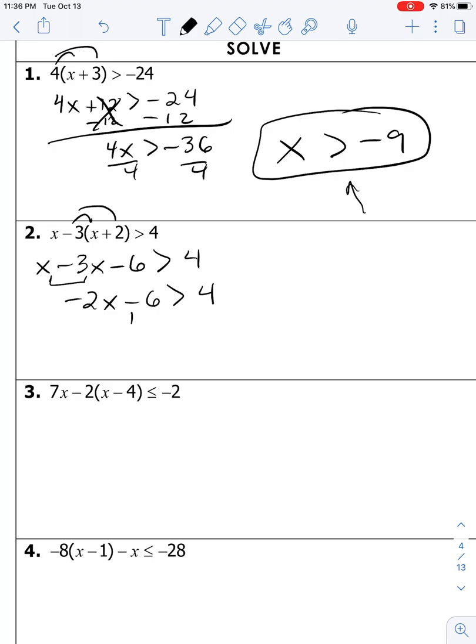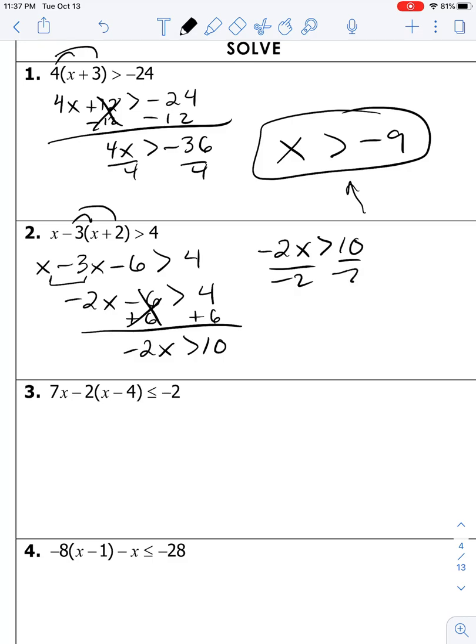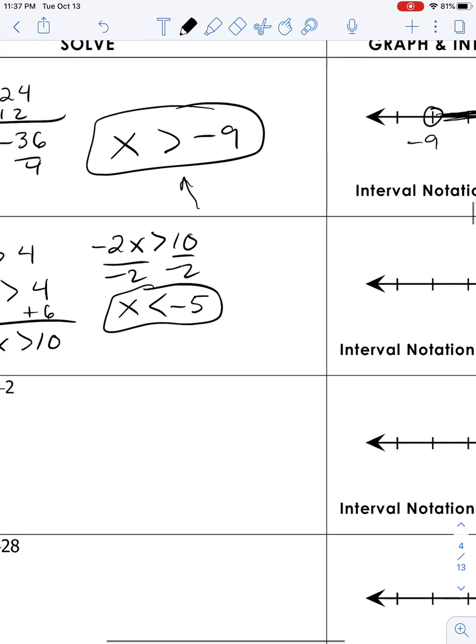So now what we need to do is we need to add the 6 to the other side. That's now gone. And I'm running out of room. So negative 2x is greater than 10. So I'm going to bring this up here. So negative 2x is greater than 10. We're going to divide by negative 2. The key word is divide by a negative 2, which means that we need to flip the sign. Anytime that you divide by a negative, you flip the sign. All right, answer is negative 5.